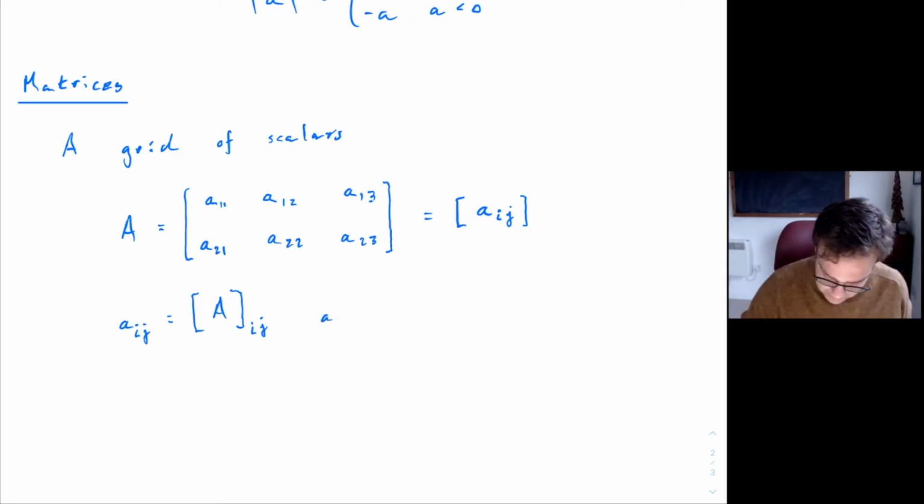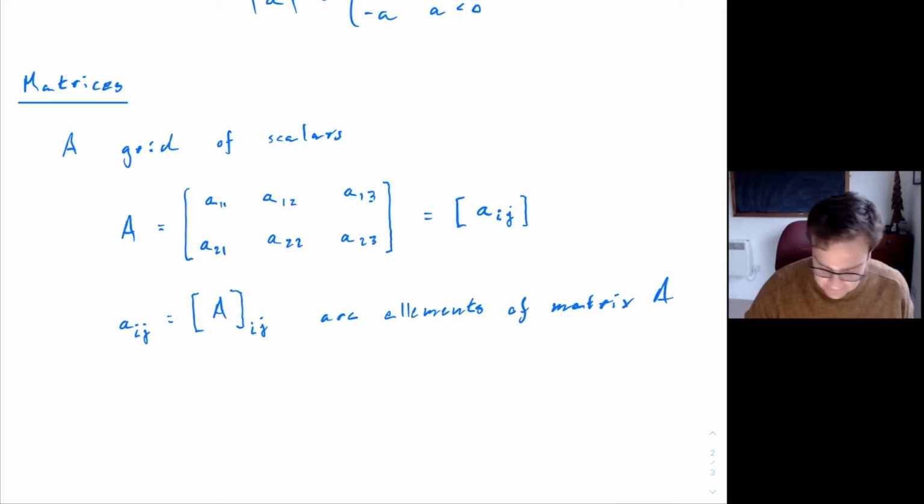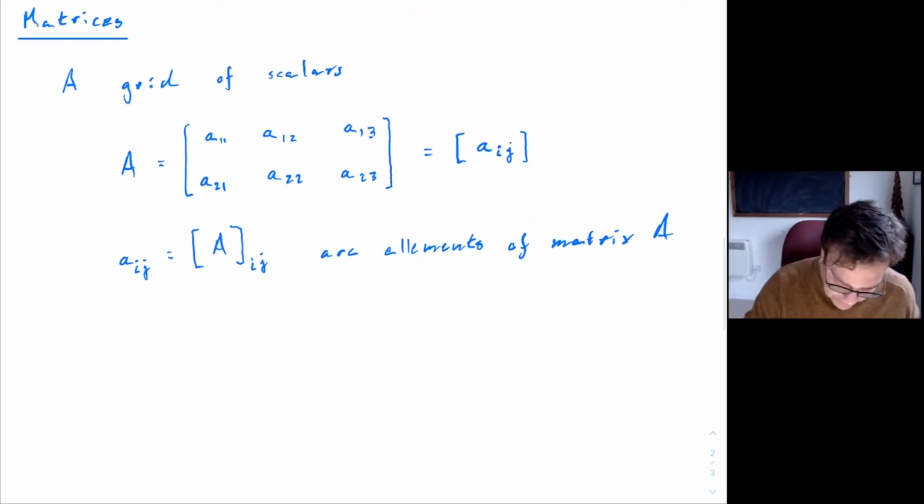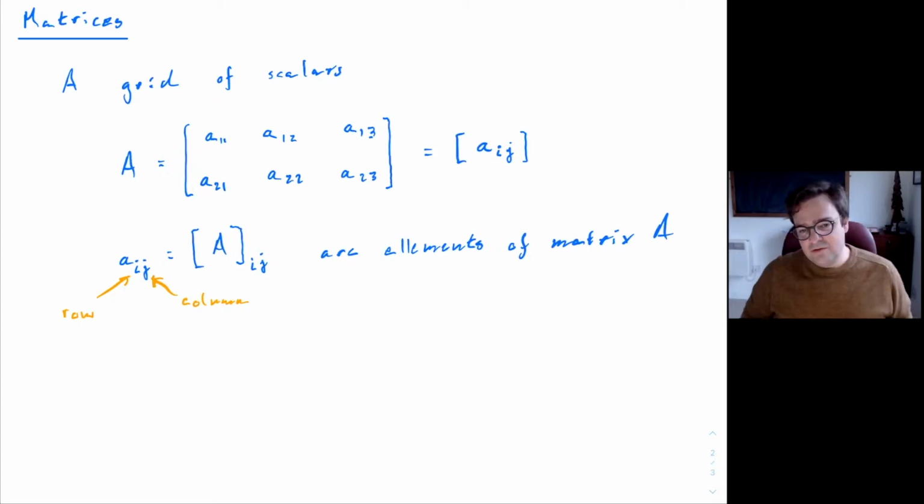So these are the elements of the matrix A. Right? And so as you can see, here i is the row and j is the column. That's the standard notation there. So A2,3 is the number that's in row 2, column 3, right?